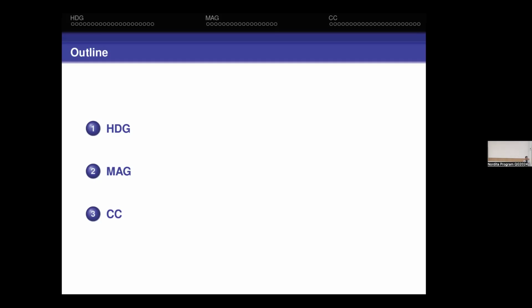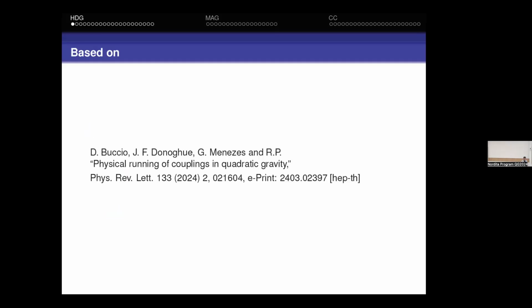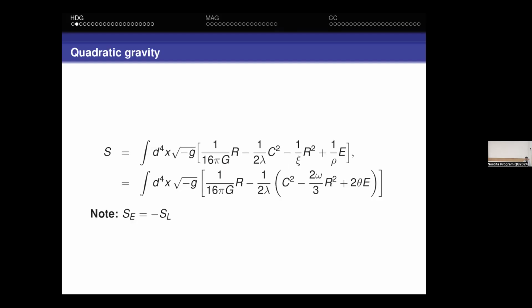The first is a continuation of what John was saying, high derivative gravity. Second would be about metric-affine gravity. And the third would be something about a cosmological constant problem. So to continue, this is based on this recent work with John and Diego, who's sitting there, and Gabriel Menezes, who was a former student of John's.